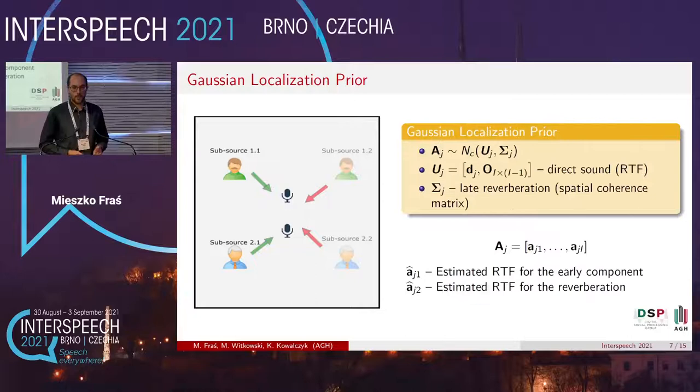Now, because we want to estimate this early and late component, we designed this Gaussian localization prior. The diffuse late reverberation cancels out on average, so it is visible only in the covariance of the prior. It can be modeled, for example, with a spatial coherence matrix. And for the mean of the prior, because we want the direct sound to concentrate only on the first subsource, the entries of the mean of the prior for the other subsource are just a zero matrix.